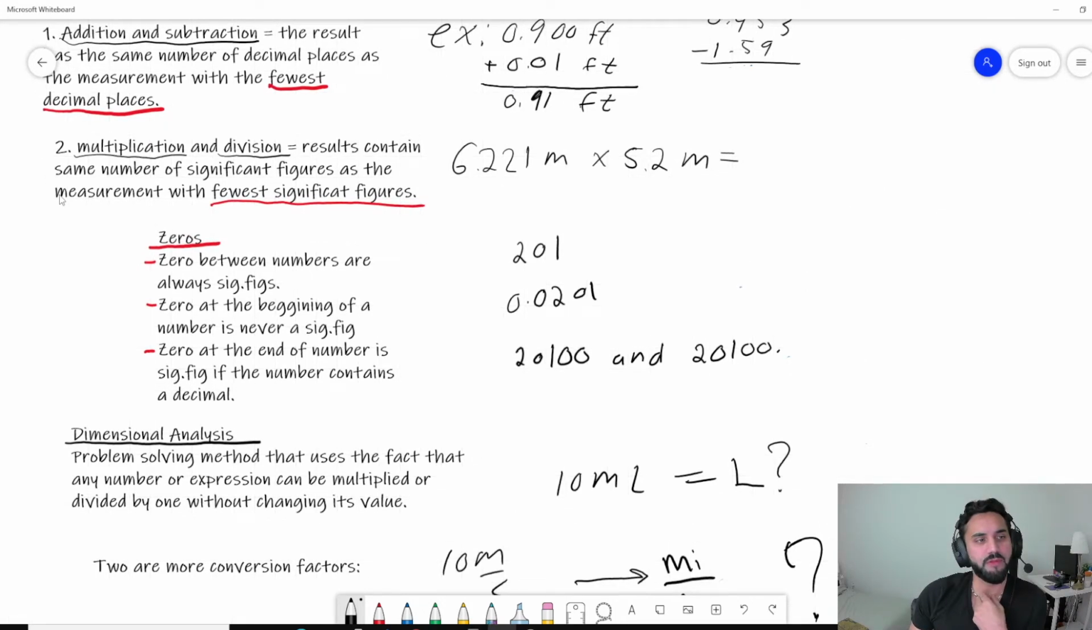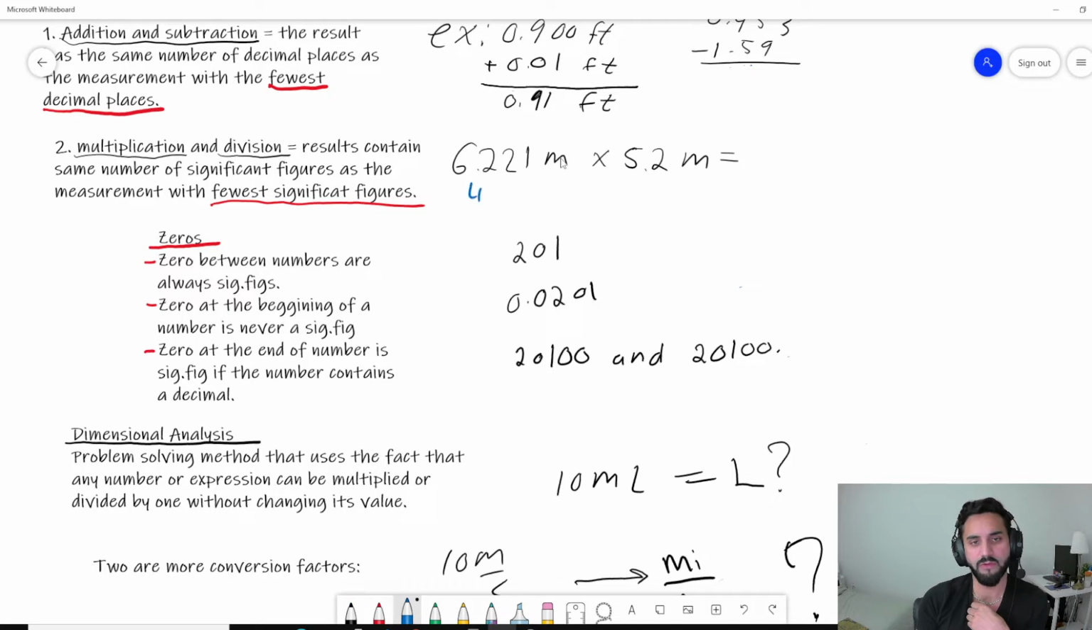When we're dealing with multiplication and division, the result contains the same number of significant figures as the measurement with the fewest significant figures. So if we're multiplying these two numbers, our answer would have the same sig figs as the measurement with the lowest sig figs. In this case, we have 1, 2 sig figs, but here we have 1, 2, 3, 4 sig figs.